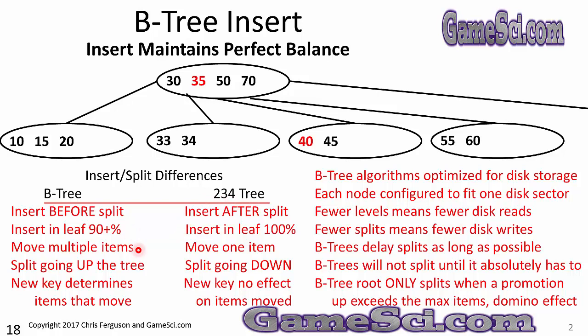B trees move multiple items when splitting a node. 2, 3, 4 trees only move one item to the right when splitting a node. Split going up the tree: B trees split at the bottom and work their way back up the tree, maybe splitting more nodes. 2, 3, 4 trees split going down the tree. On a B tree, the new key determines the items that move. On a 2, 3, 4 tree, the new key has no effect on the items that move.